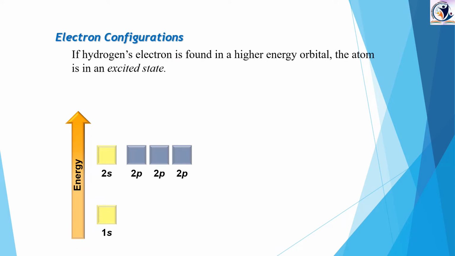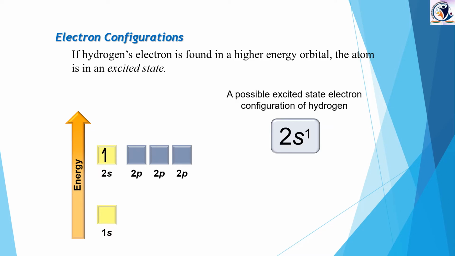Okay, now let's see another one. If the hydrogen's electron is found in a higher energy orbital, the atom is in the excited state. That means whenever it is revolving in the 1s orbital, it gets a lot of energy, so it jumps to the next energy level, that is 2s. Its next energy level is 2s. It jumps to the 2s energy level, then we can say that it will be in the excited state. So a possible excited state electronic configuration of hydrogen is 2s1.